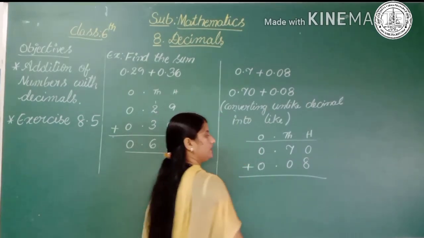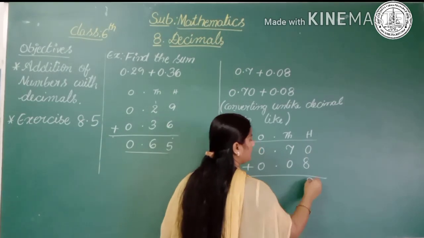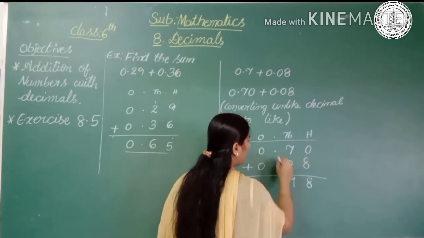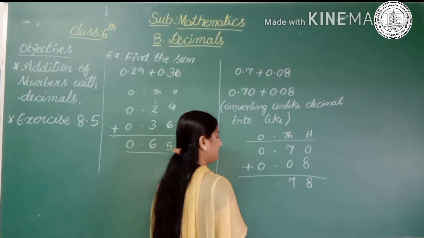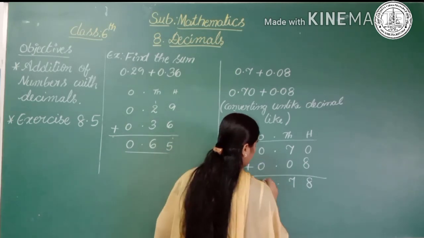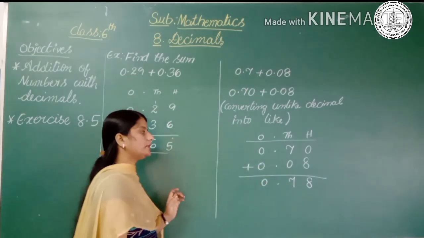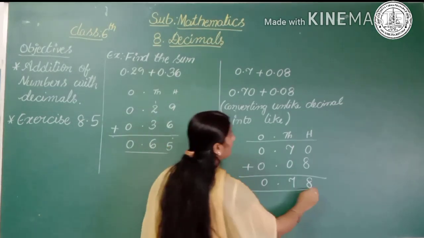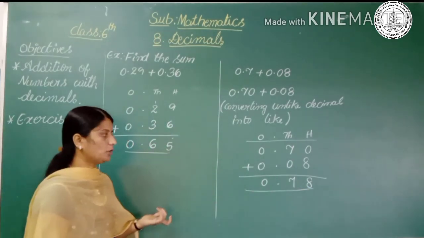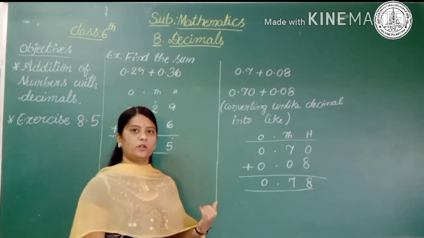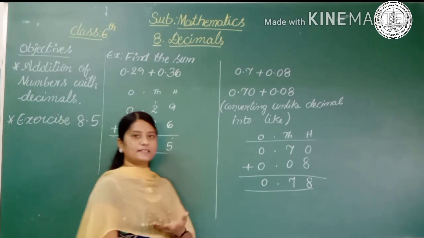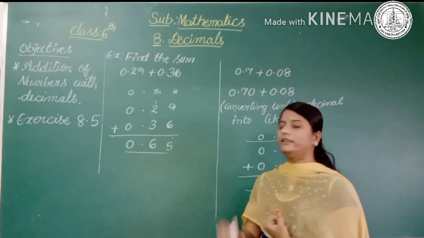Let's now add these two numbers. 0 plus 8 is 8. 7 plus 0 is 7. And keep the decimal point. 0 plus 0 is 0. So this is the sum of the given two decimal numbers, that is 0.78. Then let's go to solve exercise 8.5.